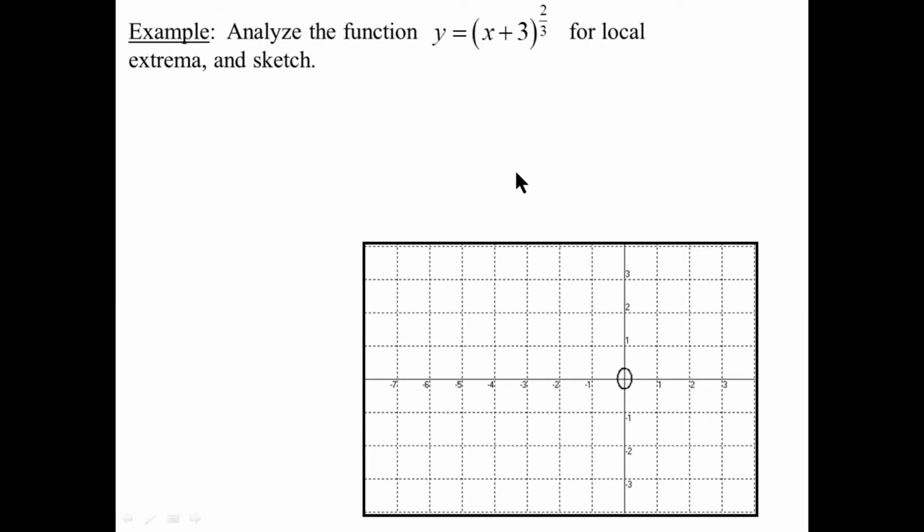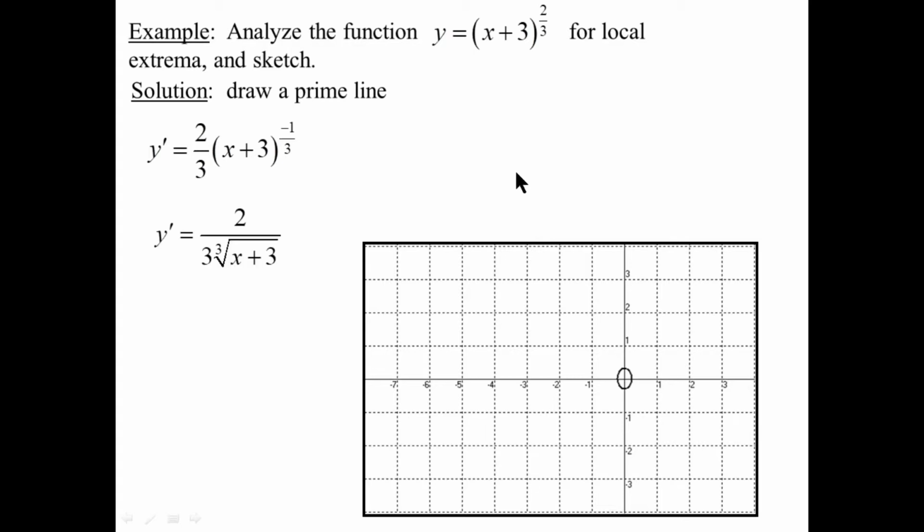Let's do another example. Analyze the function y equals (x plus 3) to the 2/3 for local extrema and sketch. Solution, draw a prime line. That means we have to differentiate, so 2/3 times (x plus 3) to the negative 1/3, which puts it on the bottom under a third root sign. And we have a critical number here at negative 3. Why? Because at negative 3 the derivative is undefined. So on the prime line goes our critical number x equals negative 3.